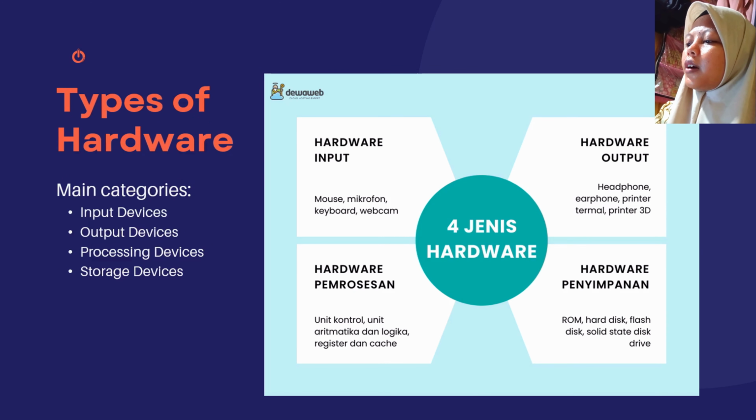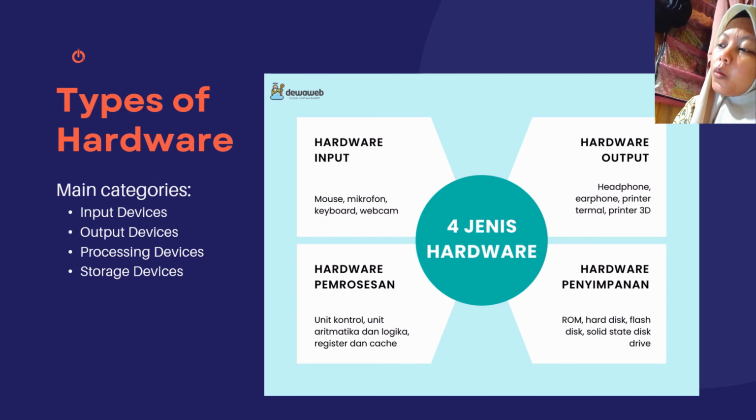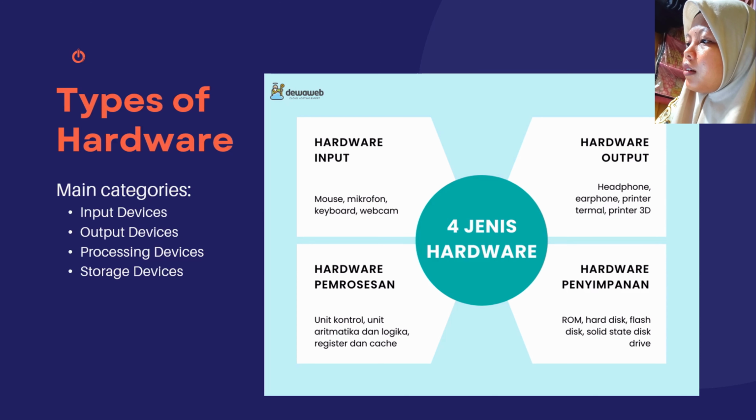Hardware is divided in four main categories: input device, output device, processing device, and storage device. Input device: mouse, microphone, keyboard, webcam, and output device: headphone, earphone, printer, thermal. Processing device: control unit, arithmetic and logic unit, register. Storage device: ROM, hard disk, flash disk, solid state disk, or SSD.